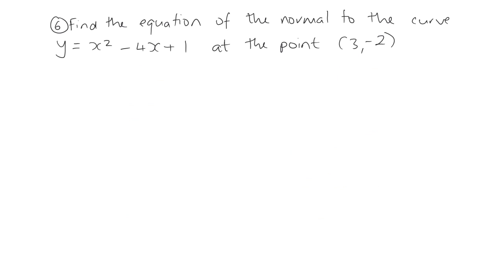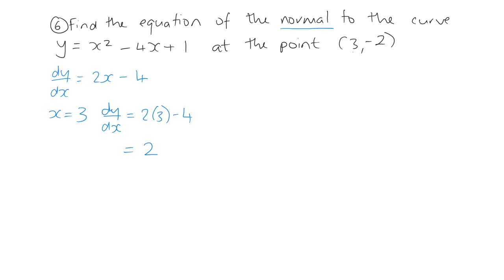So question 6, find the equation of the normal to the curve y equals x squared minus 4x plus 1 at the point 3, minus 2. So this time we're dealing with the normal, not the tangent. So we'll start it in the same way, differentiate, and we get 2x minus 4. Now when x is 3, so our x-coordinate is 3, dy by dx is 2 times 3 minus 4, so that gives us 2. Now that's the gradient of the tangent.